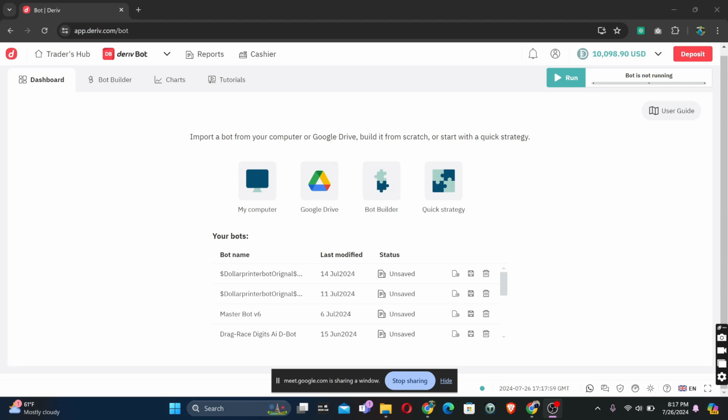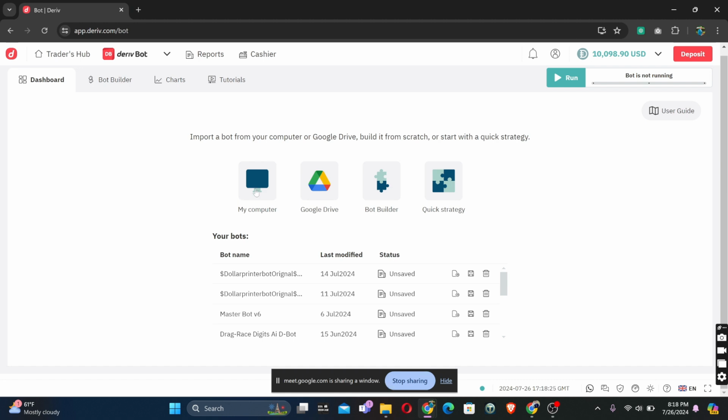Now go to the Deriv Bot around this area, so that you can start analyzing the market. Remember, when you come around this area, this is where you can decide to import your bot. For those who joined Deriv using my link, I gave them the link to download the bot. You either download it or you can just get it from the Google Drive, wherever it is.